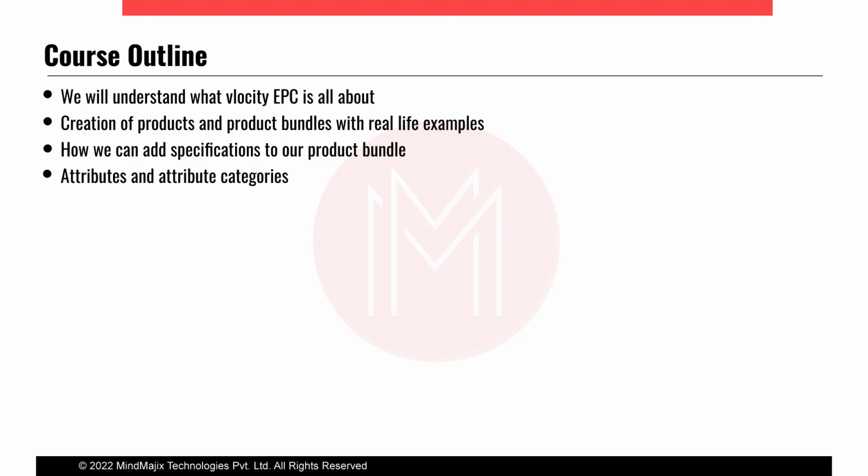products and the product bundles with real life examples. Then we can also add the specifications to a product bundle. We'll get a better idea of the meaning of specifications once we do the configuration, and the attributes and attribute categories. What is the meaning of attribute, what is an attribute category? This is mainly what we are going to focus on in today's session.